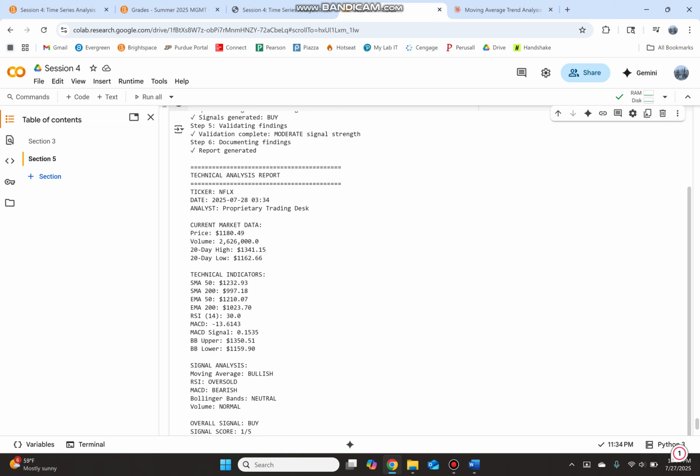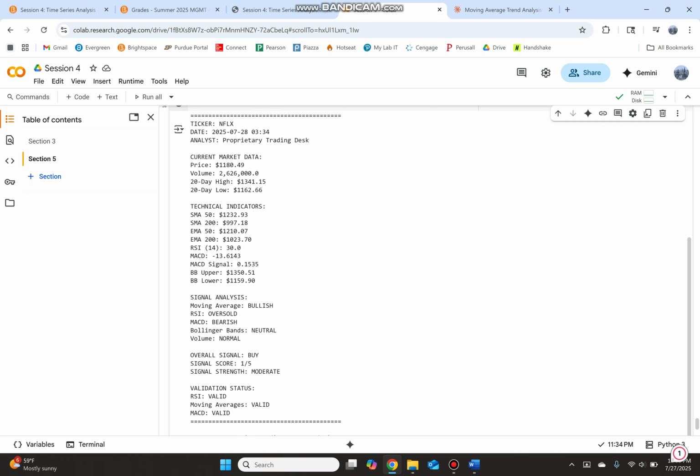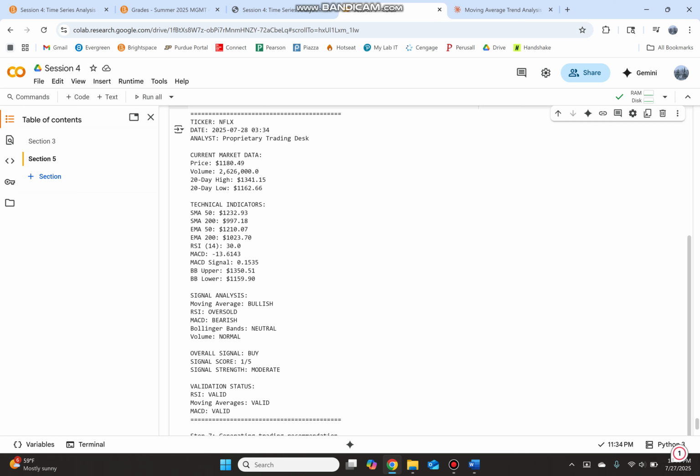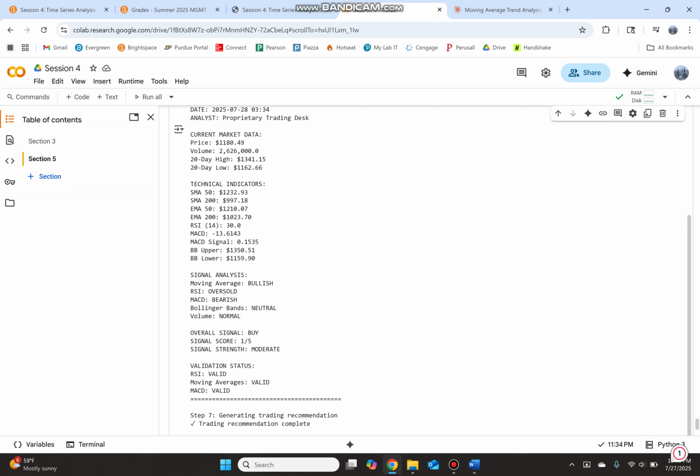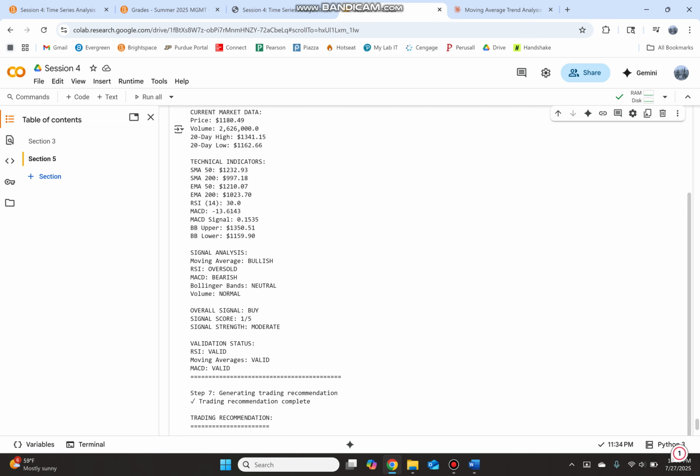Ticker is Netflix. It was accessed right now. And that's just what we're doing; it says so in the code. Our current market data, our price is at $1,180, and there's 2 million shares of volume. Our 20-day high is 1,300, and our 20-day low is 1,160. There's our technical indicators, our SMA 50. All these are all there. That's all taken from the code.